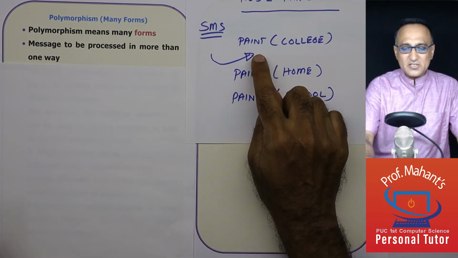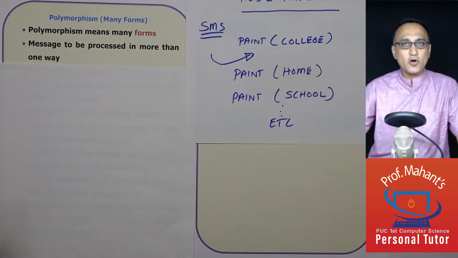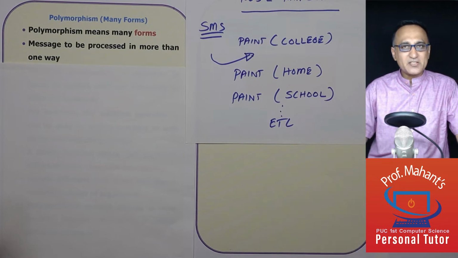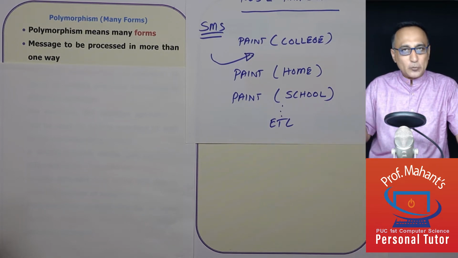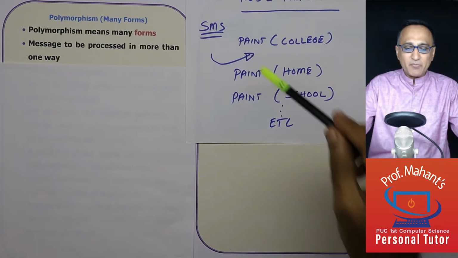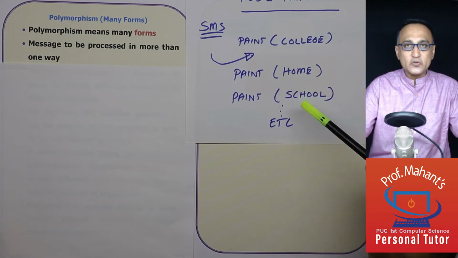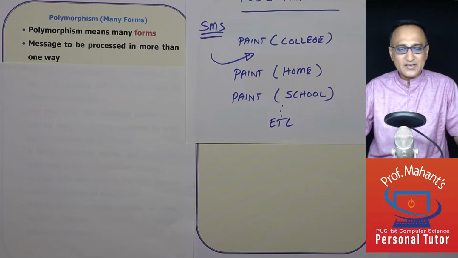So if you just send me the message paint and in brackets you put college, I'll forward that message to my college team. So the college team goes and paints for you. Again, if somebody sends me the message paint with school, I'll send my school team to paint your school. If somebody says paint and furniture, I'll send my furniture people to paint your furniture. So what I'm trying to tell you is the name of the work or service I provide is the same. Just by giving me different values or different symbols, it helps me to send different teams to get the work done for you.